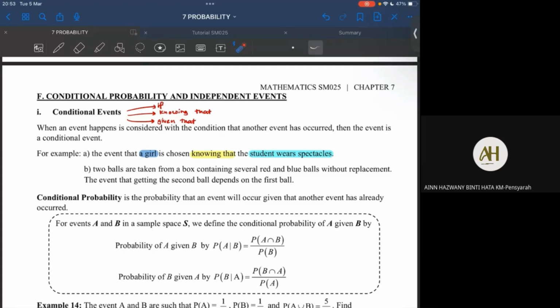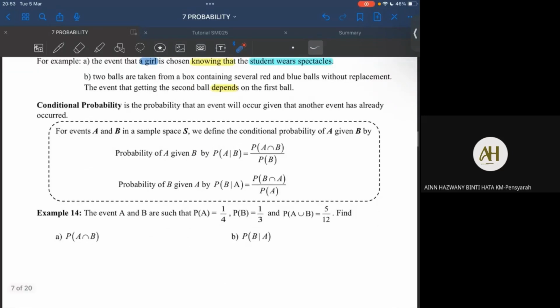Okay, 2 balls are taken from a box containing several red and blue balls without replacement. The event of getting the second ball depends on, ini satu lagi contoh, depends on the first ball. Okay, so kita ambil satu ball, the event of getting the second ball depends on the first ball. So ini contoh conditional event. So itu macam mana nak fahamkan dia punya soalan lah.